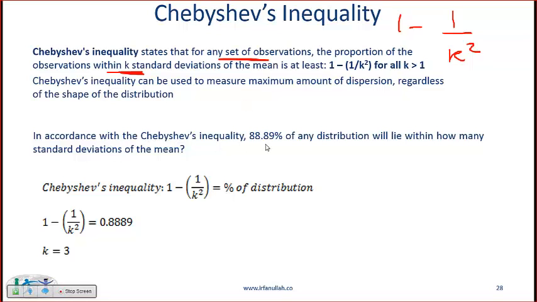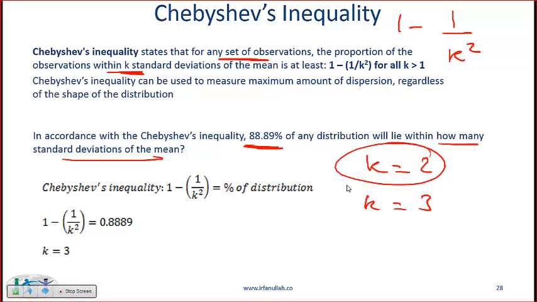In accordance with the Chebyshev inequality, 88.89% will lie within how many standard deviations of the mean? Now, you can plug and play over here. The two most common items are k equals 2, which means 2 standard deviations from the mean, and k equals 3. So you should almost memorize this. What percentage of your data will be within 2 standard deviations of the mean? It will be 1 minus 1 over 2 squared, which will give you 0.75. So that means 75% of your data will be within 2 standard deviations of the mean.